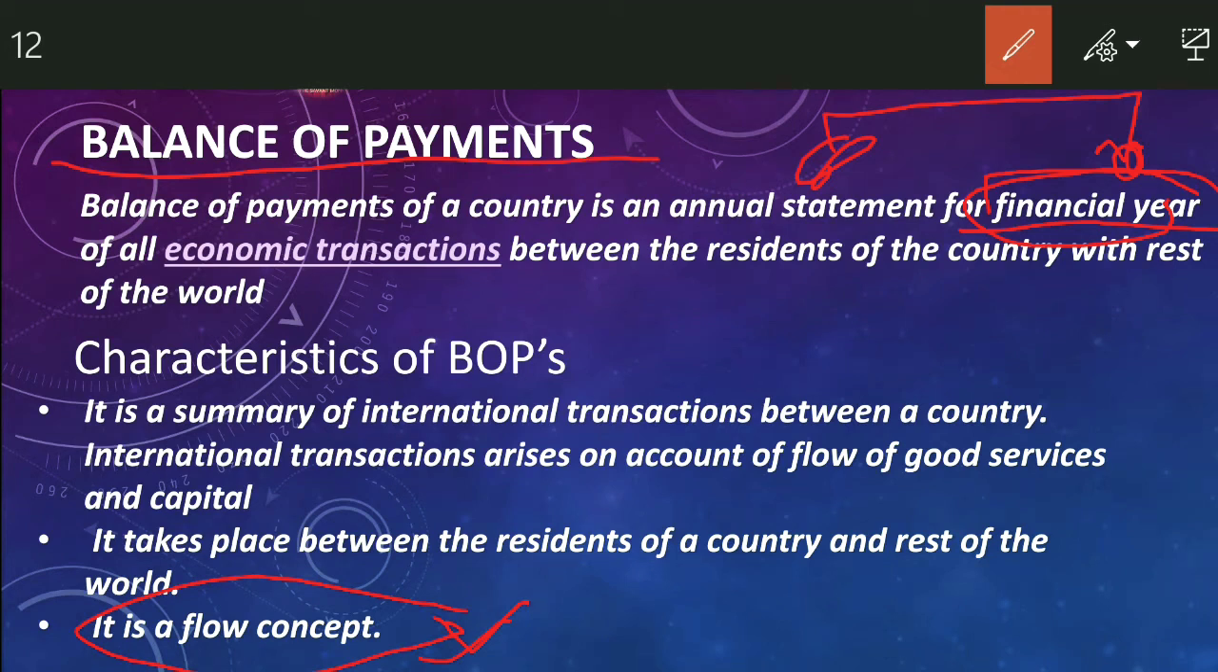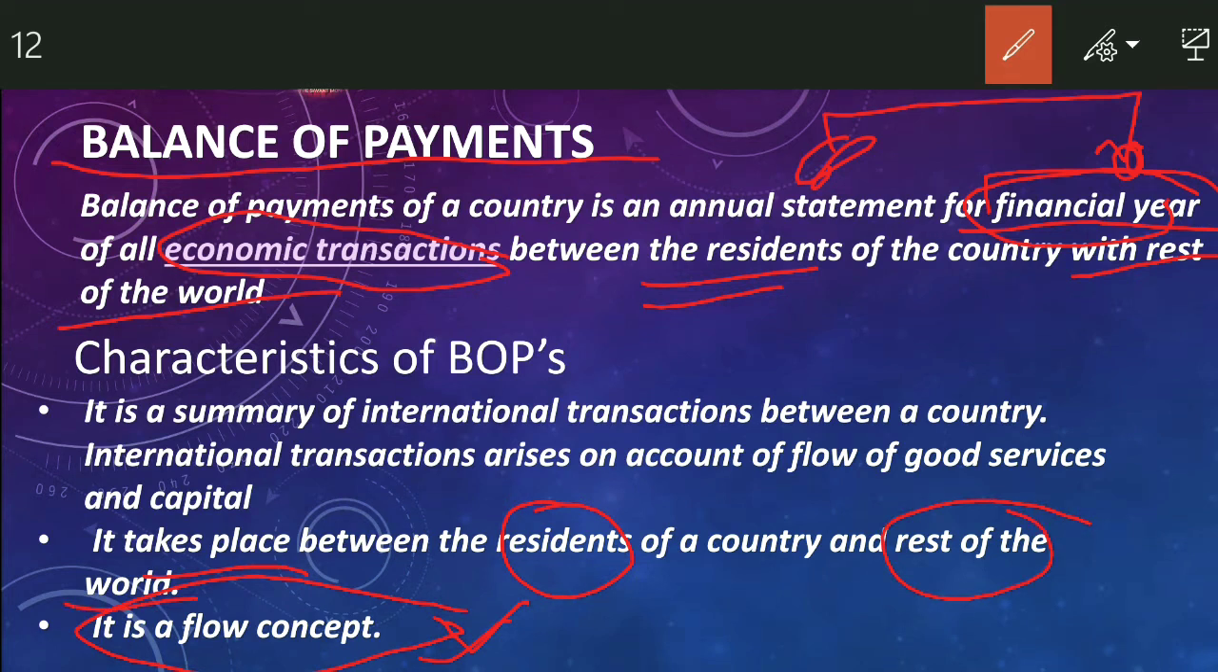And economic transactions are happening between whom? Between residents of the country with rest of the world, right? So its other characteristic says the same thing, that it takes place between residents of the country and the rest of the world. Coming to the third characteristic, it says that it is a summary of international transactions of a country, and international transaction arises on account of flow of goods and services and capital. So economic transactions are arising because of flow of goods and services and capital.